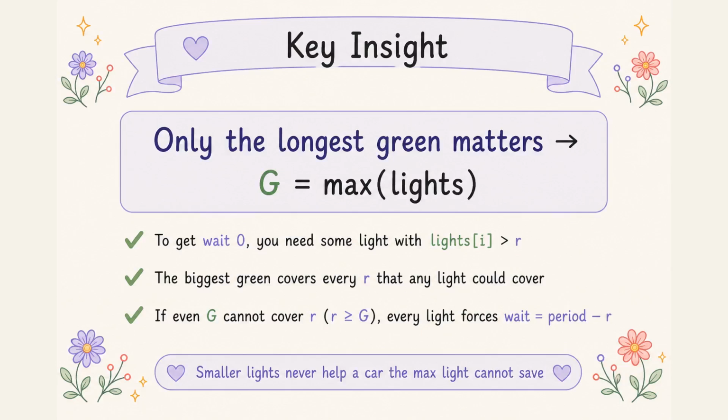Now the key insight. To give a car wait 0, you need some light whose green is strictly greater than R. The light with the longest green, call it G, equals max of lights, and covers every remainder that any shorter light could cover, plus more. If even G cannot cover a remainder, that is, if R is at least G, then no light can save that car. Smaller lights never help a car that the maximum light cannot save.